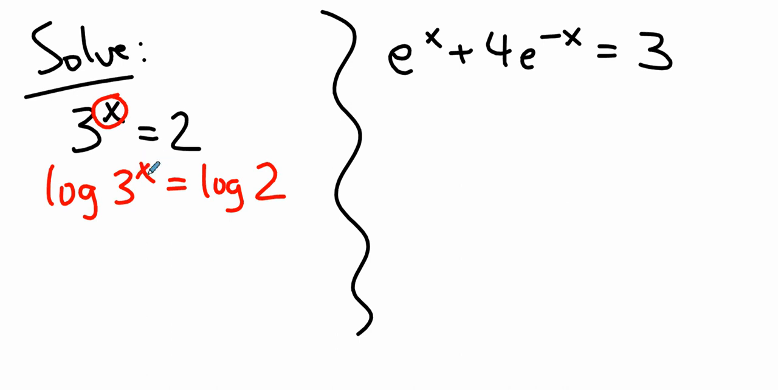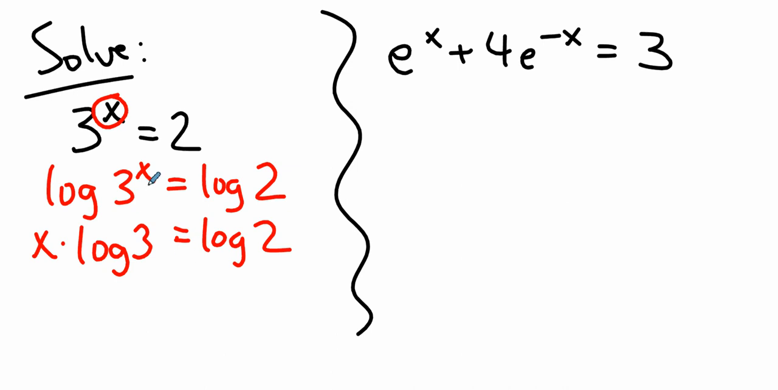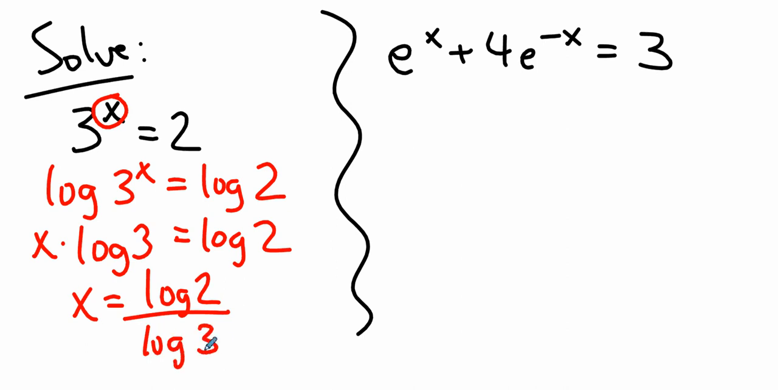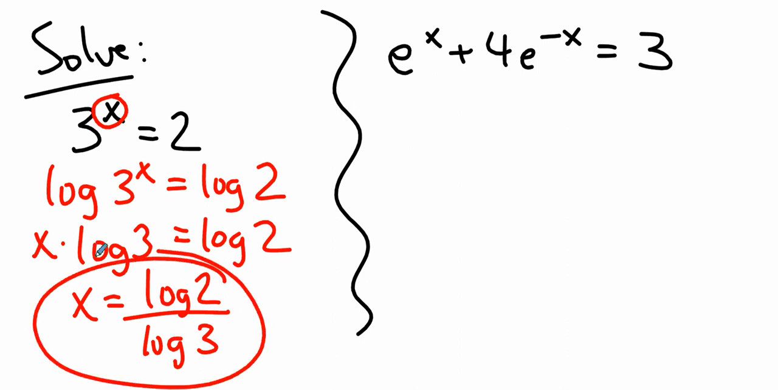Because what does that do? This x comes down in the front. That's the power rule from the previous slide. And so x is the log of 2 over the log of 3. Promise me that you are never going to cancel those logs. Just promise me that. Say it out loud. Promise me that you're going to leave the answer in that form.